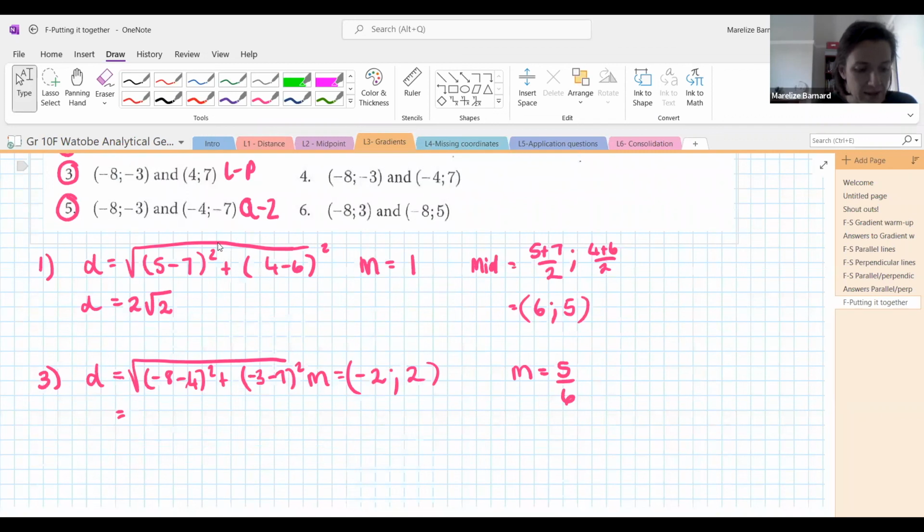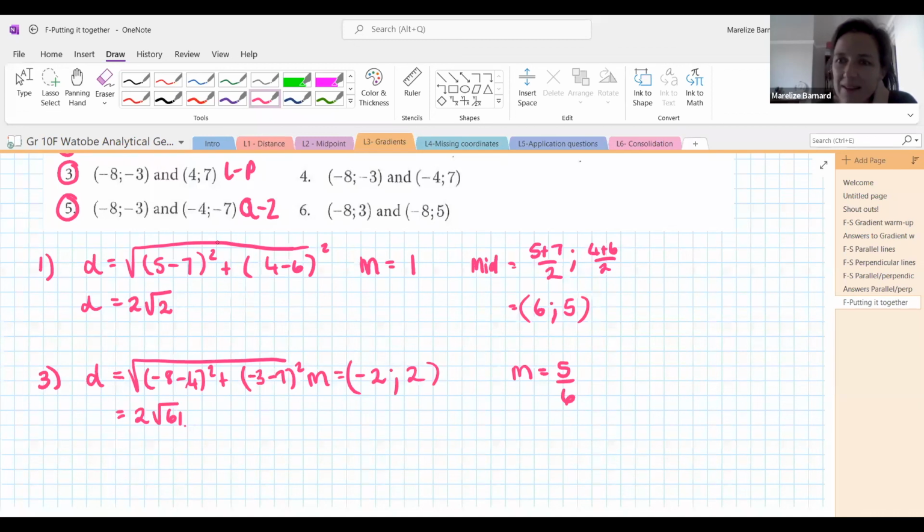Okay, so let's put that into the calculator, and then we get -8 minus 4 squared plus -3 minus 7 squared. And that should give you 2 root 61 on the calculator. Okay, but well done, Chantal. Excellent. Who's going to be the last one for us?